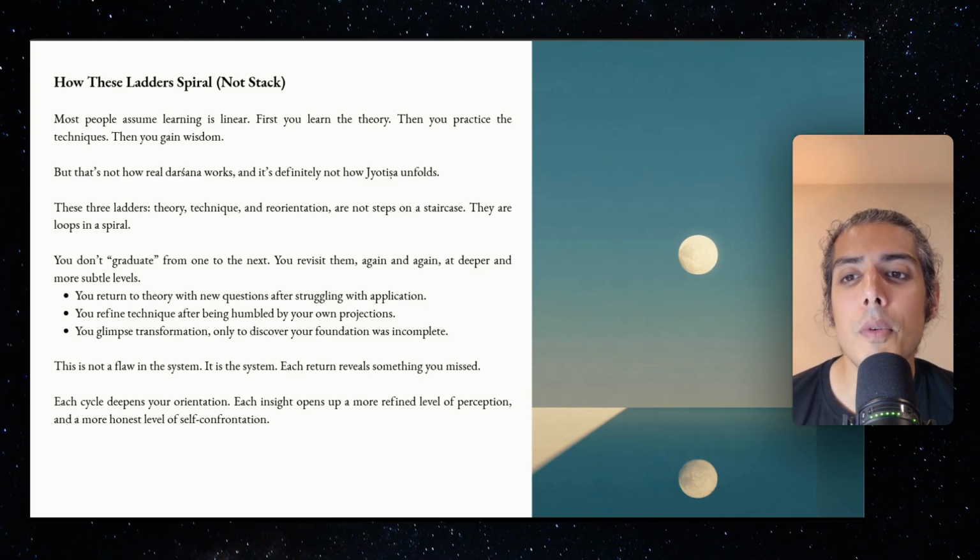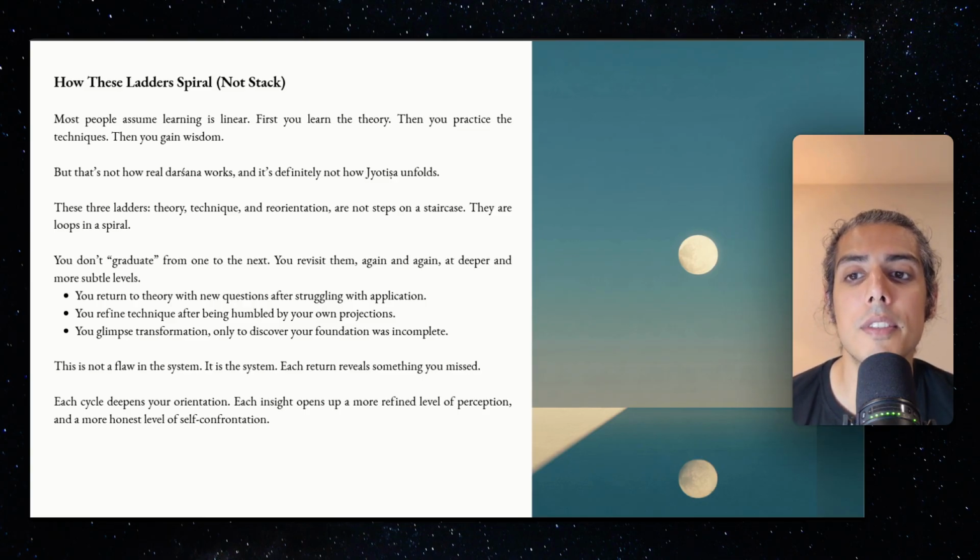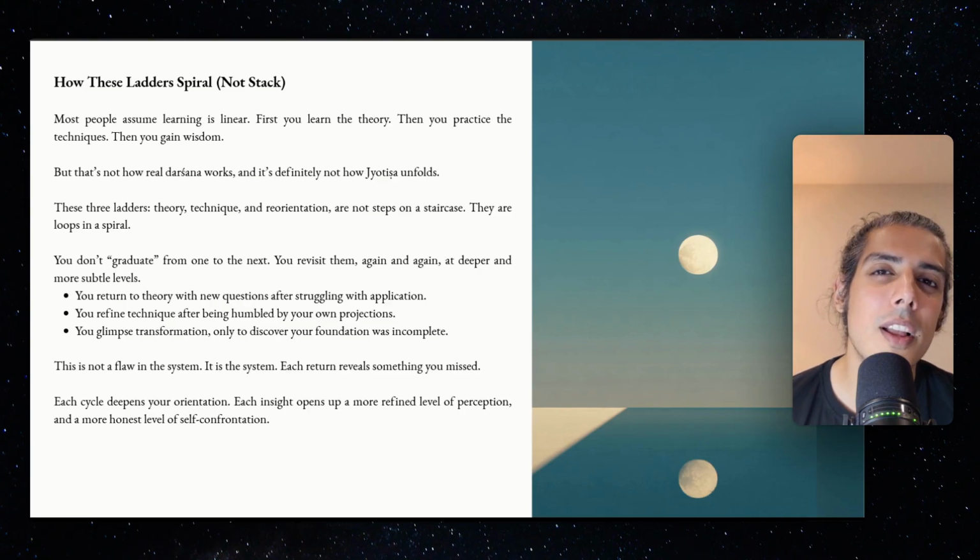So you don't graduate from one to the next, you revisit them again and again at deeper and more subtle levels. You return to theory with new questions after struggling with application. You refine technique after being humbled by your own projections. You glimpse transformation only to discover your foundation was incomplete. So you'll see you've transformed a little bit, but then a certain transit, certain dasha would start, and you lose sight and you fall and you become really lost again.